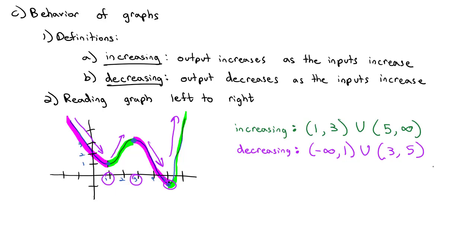So we've kind of talked about two big ideas in this video. The first one is average rate of change, which we can find either from a table, a graph, or the function formula. And also the behavior of graph being increasing or decreasing.